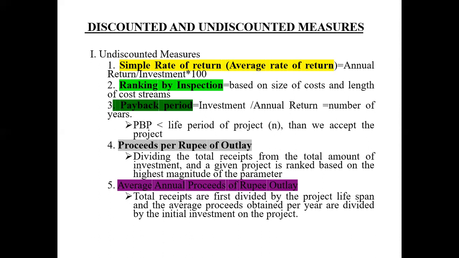The fourth one is proceeds per rupee of outlay. Here you divide the total receipts by the total amount of investment, and based on that, you rank the projects. Then, average annual proceeds per rupee: your total receipts are first divided by the project lifespan to get the average proceeds. That is again divided by the initial investment. After that, you rank the projects.